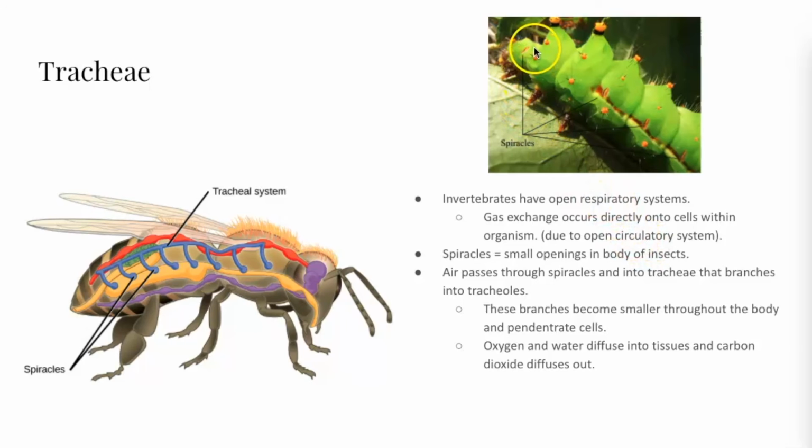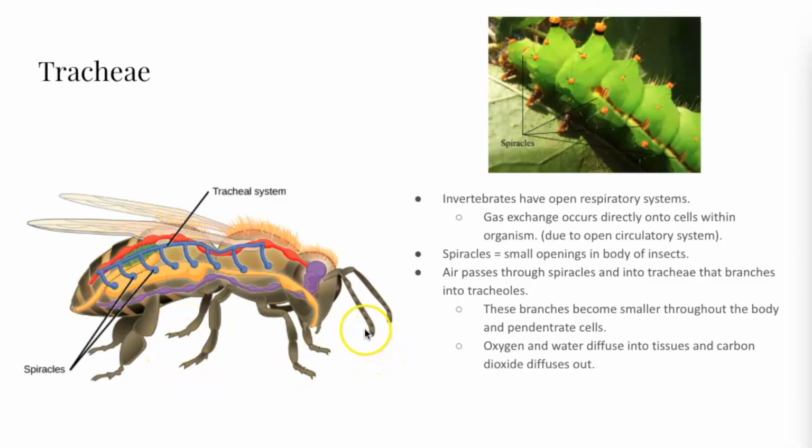So gas enters the insect through the spiracles, which are labelled in this diagram here, or you could see them over in the other picture here. Air passes into the spiracles through the trachea that branches into tracheoles, so that smaller structure. These branches branch smaller and smaller, and they actually penetrate the cells. Oxygen and water diffuse into the tissues, and carbon dioxide is able to actually be diffused out through this system.